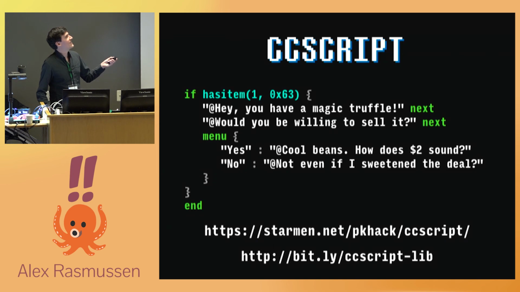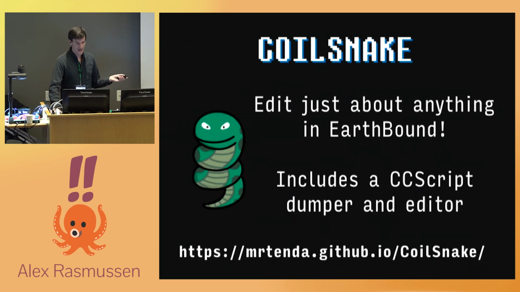Also, people have made things that make this a little bit more palatable. There's a language called CCScript that compiles into this instruction set. There's a whole bunch of little scriptlets that people have built that you can drop into your game. There's also a thing called Coilsnake that will let you edit just about everything in EarthBound, from the sprites to the maps. And it also has a CCScript dumper and a CCScript editor.